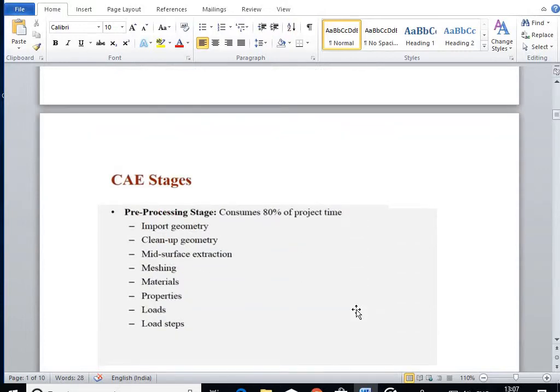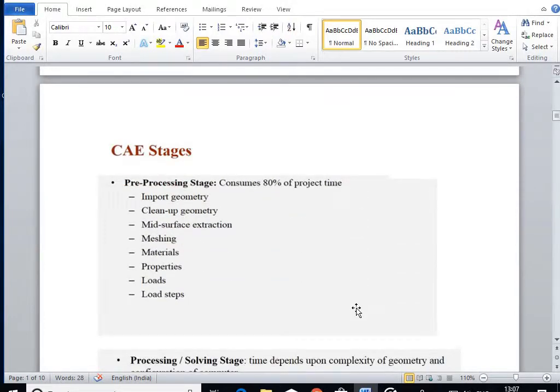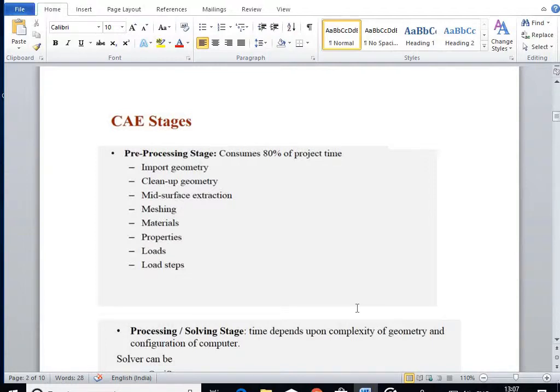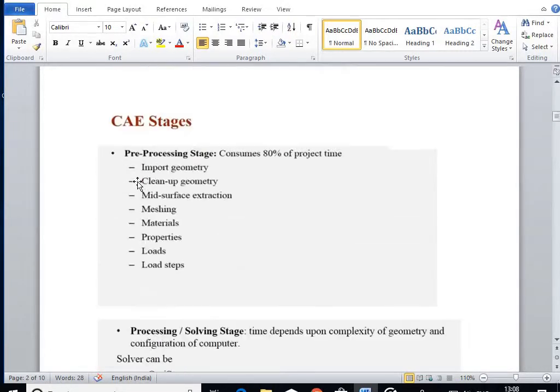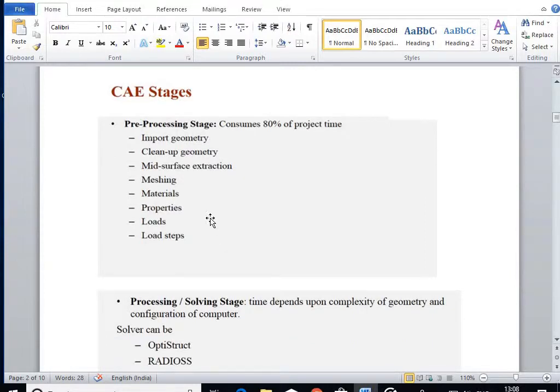If we start with CAE, computer aided engineering, that's what we are going to discuss, HyperMesh. But before going to that, you need to understand there are three different processes in the CAE process: pre-processing, processing, and post-processing. In the pre-processing stage, we prepare the model: we mesh it, assign the properties, and apply loads on it, everything. 80% of the time of a project will be consumed in pre-processing itself, and the rest will be 20%, which will take little time.